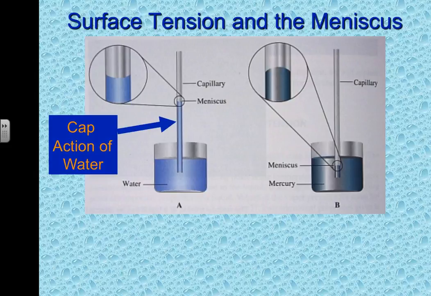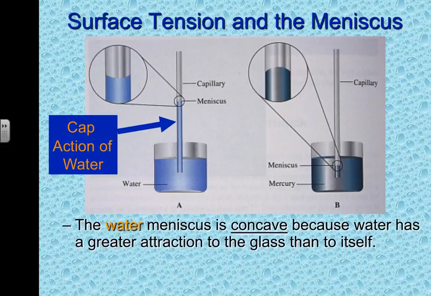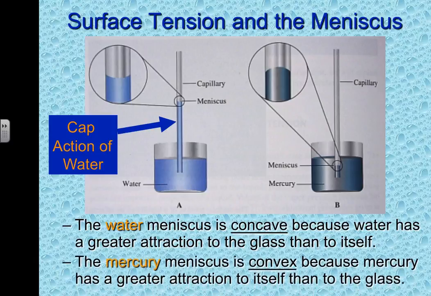So this is capillary action of water. The water meniscus is concave because water has a greater attraction to the glass than to itself, which is another reason that sort of explains why it draws up the glass, because it's very, very attracted to the glass. The mercury, on the other hand, is convex because the mercury, being metal, it's just liquid metal, actually has a greater attraction to itself than the glass. Hence, it doesn't want to go up the tube. It wants to stay with its home, with its people. And so we get a completely different meniscus look, which is just sort of an interesting thing.